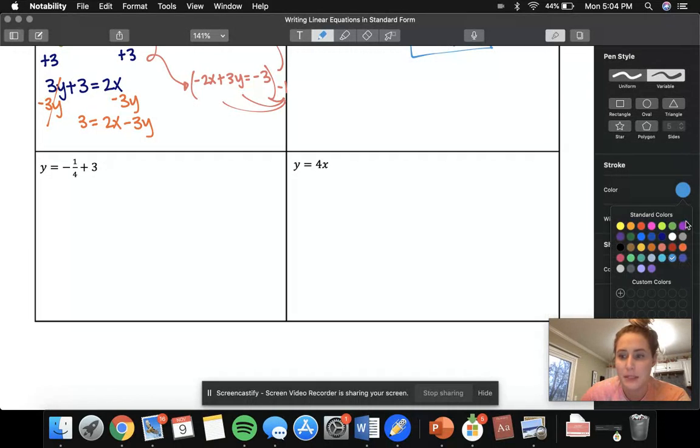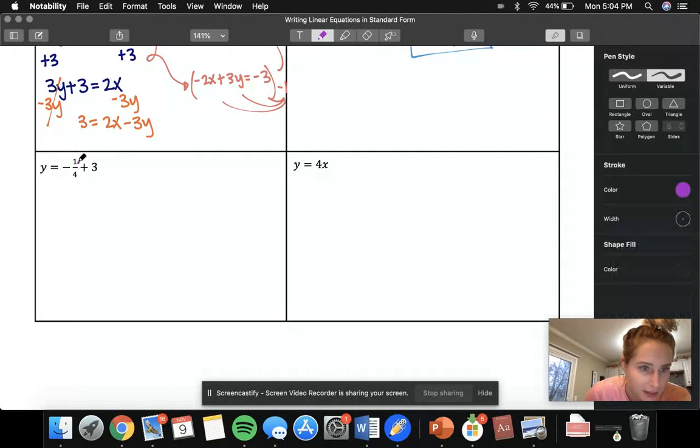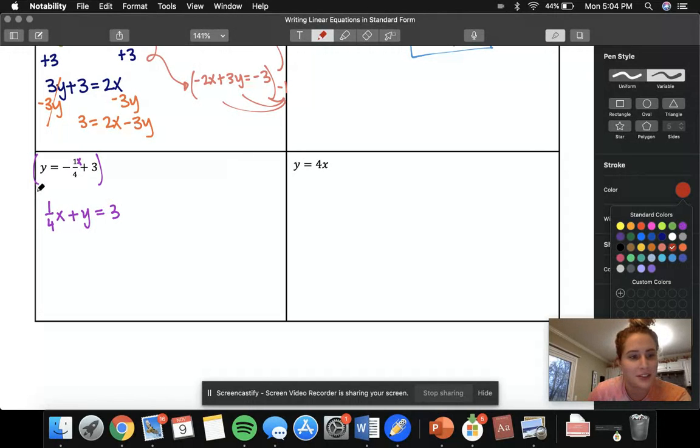Okay, this problem is missing an x. Sorry about that. That needs to be -1/4 x plus 3. Okay, so I am going to, you could either move the x first. I'm going to go ahead and move it over with addition. So I would have a positive 1/4 x plus y equaling 3.